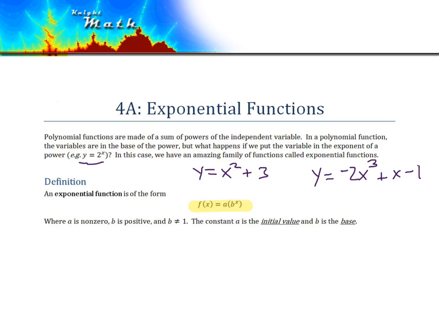Now, we have some important parts here. We've got the a value, which has to be non-zero. If it's 0, then this whole thing is 0, and that doesn't mean much. The b value, which is the base, is going to be positive. It has to be positive, and it can't be 1, because if it's 1, we just have 1 to the x power, which is always 1. So the initial value is a, and this b is called the base.